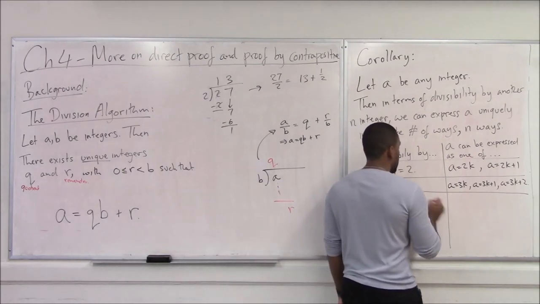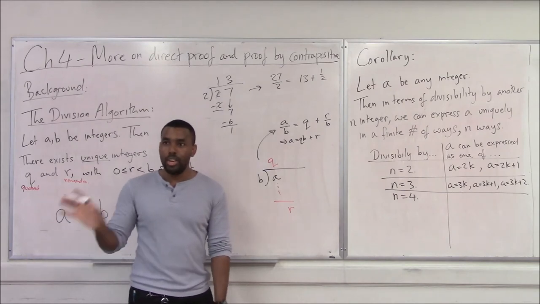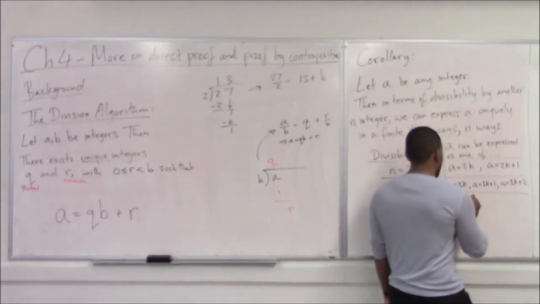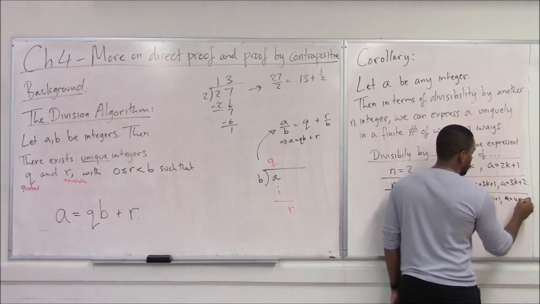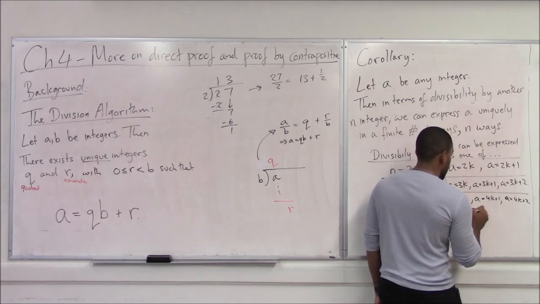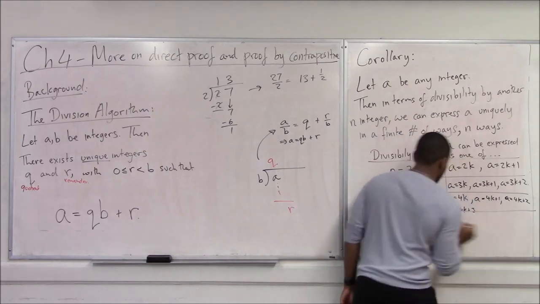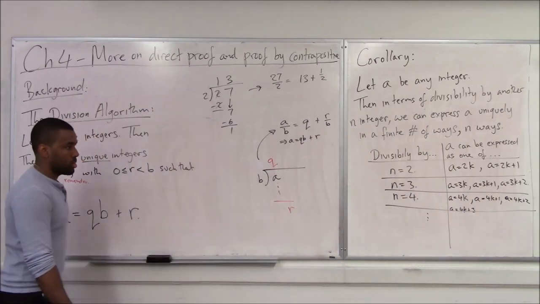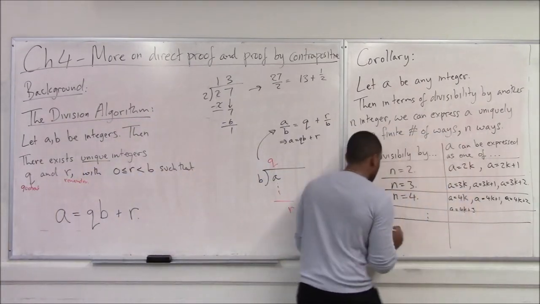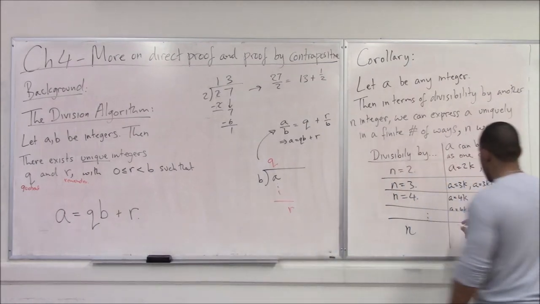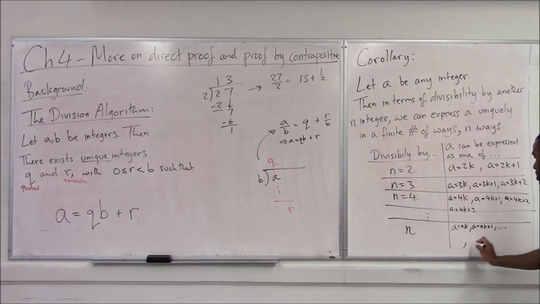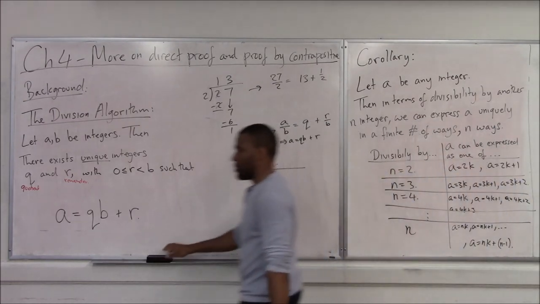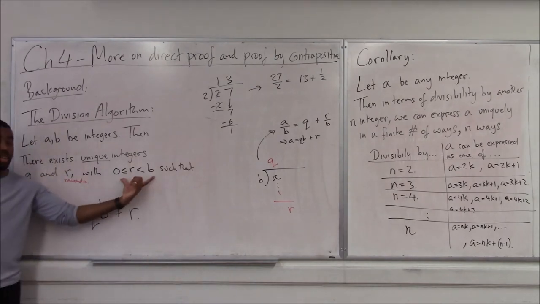So if you know what kind of divisibility you want to talk about, you automatically know all the cases in which your integer can come up. So this means, in terms of divisibility by 4, every integer can be expressed in the form 4k, or 4k plus 1, or 4k plus 2, or 4k plus 3, and that's it, 4 ways. And that's sort of in general. So let's just say this is n, then every integer can be expressed as n times k, or n times k plus 1, or all the way up to n times k plus n minus 1. And this is a consequence of the division algorithm, because we are restricted on what our r values can be.